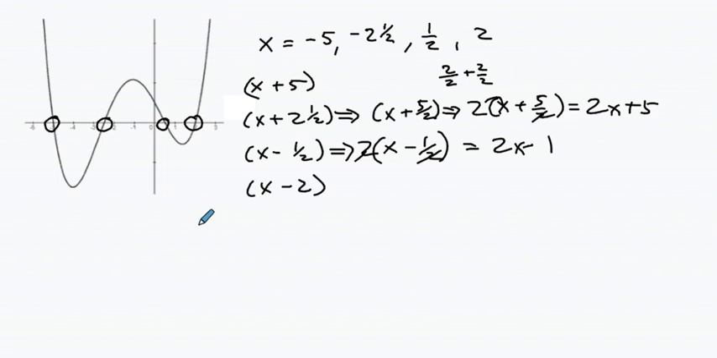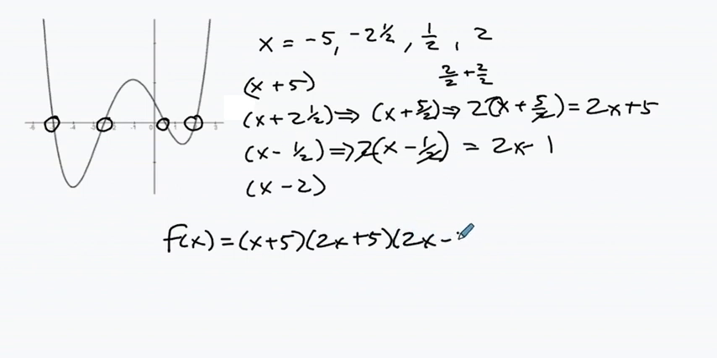Now I'm going to say f of x is equal to x plus 5. I'm just going down the line here. And then 2x plus 5, and then 2x minus 1, and then x minus 2. And this would be of degree 4, our equation of it. And you can see both of the end behaviors, they both go up. So this thing basically opens upward for the most part. All right, so that's what we're looking at.